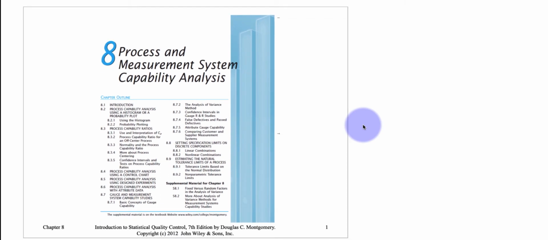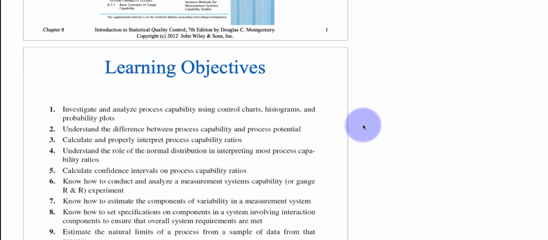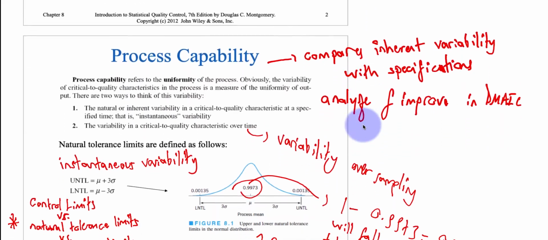Hello everyone, this is chapter 8 in the textbook, and it is process and measurement system capability analysis. We have two parts in this chapter. In the first part, we are going to analyze the process capability, and in the second part, we are going to analyze the measurement system capability. And this measurement system capability is also called the gauge capability. Let's start with the first part, the process capability.